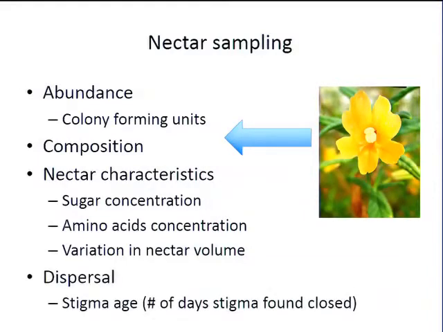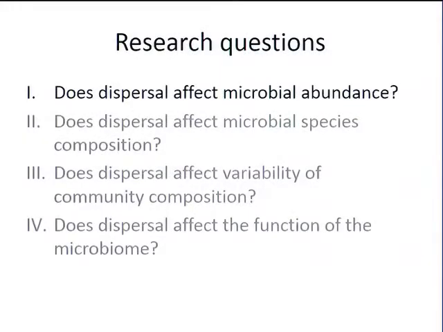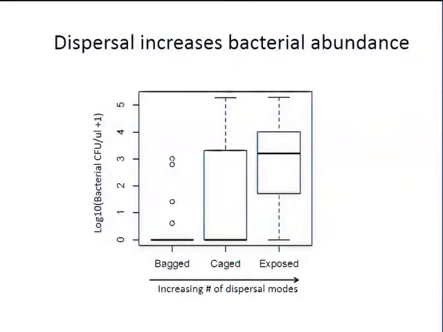And again, we also looked at this measure of dispersal. In this case, the number of days the stigma was found closed. And so to do this, I actually visited each flower every day to look at whether the stigma was open or closed. All right, so first of all, did dispersal affect microbial abundance? And the short answer is yes. So with increasing number of dispersal modes, we found that the abundance of culturable bacteria increased.